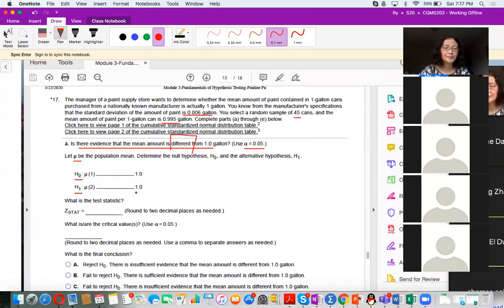So H1, mu. Why do I have mu 1, mu 2? Oh, H, so I will write down here, okay? To convert, what is H1? Different means mu not equal to 1. And when you have H1 is not equal, H0 must be equal. Okay, so that is your H0, H1, right?